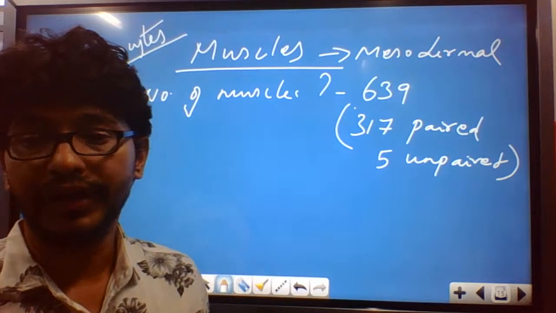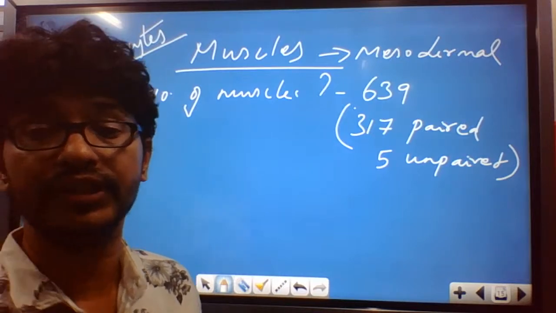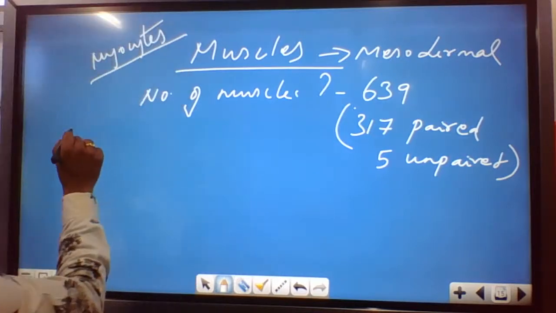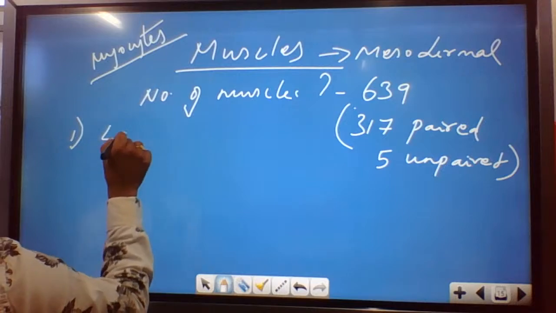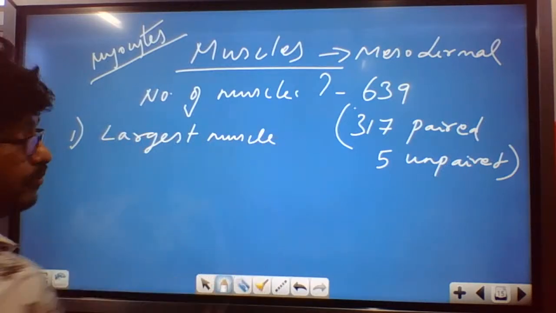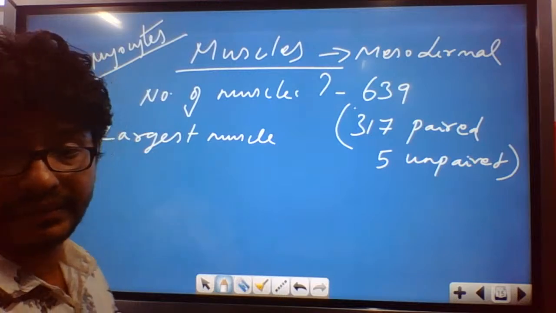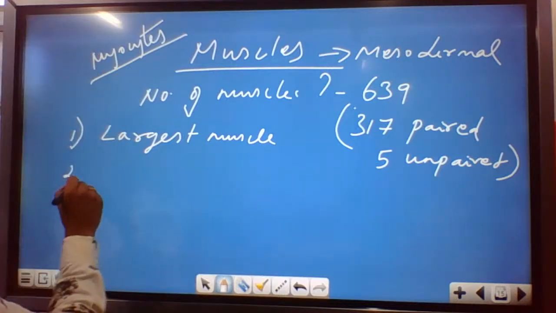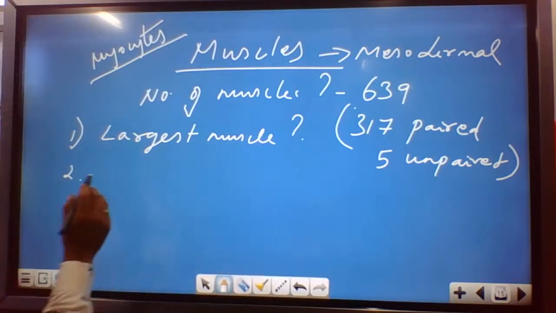Okay. Now I'm going to ask questions like which is the strongest muscle. The first question is which is the largest muscle in our body? Which is the largest muscle? You can answer me. Which is the largest muscle in your body?